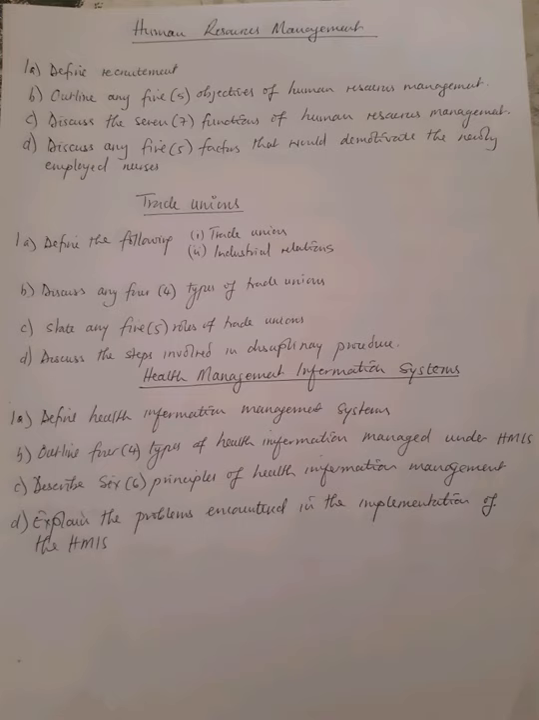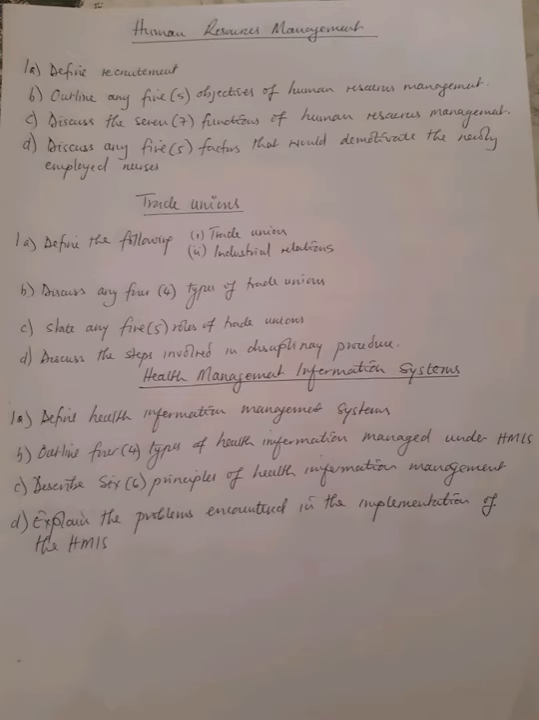I'll go through the five objectives of human resource management, but here I've mentioned more than five. I've mentioned about seven. So the first one is effective utilization of resources. 2, organizational structure. 3, development of a human resource. 4, employee satisfaction. 5, employee discipline and morale. 6, organizational productivity. And 7, goal harmony. These were the expected answers for part B.